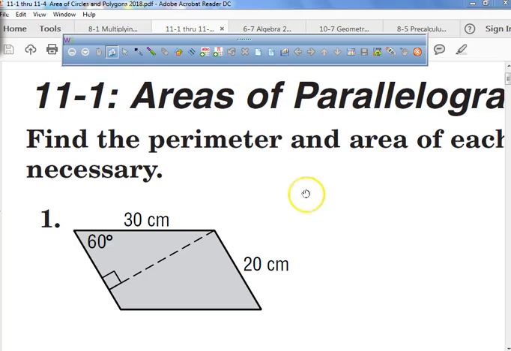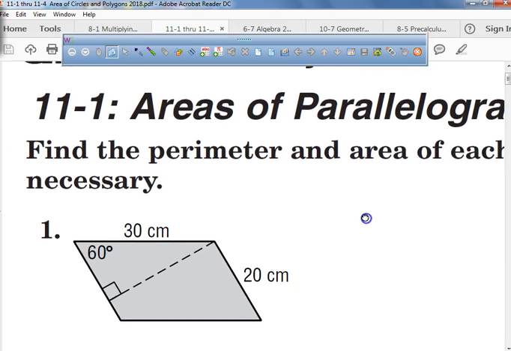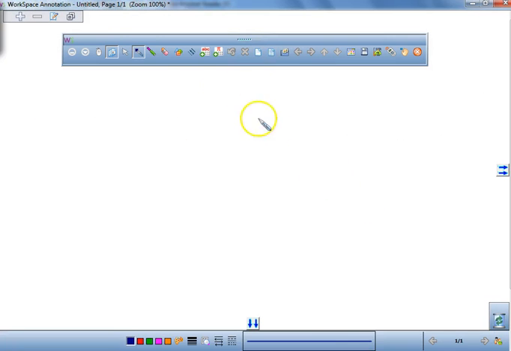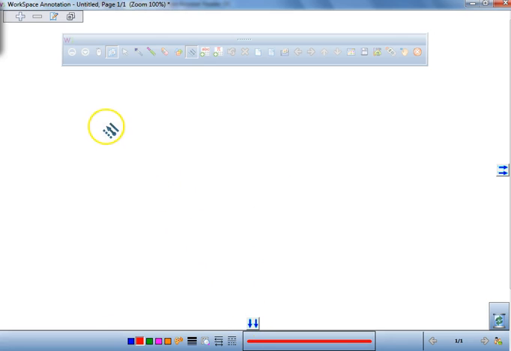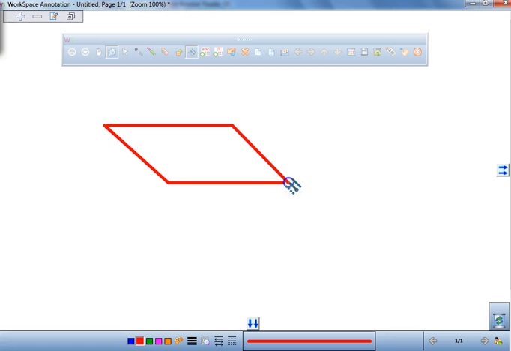Today we're starting chapter 11. We're going to be starting with areas of parallelograms. What I'd like you to do in your journal right now is draw 3 different parallelograms. Okay? Just do your best to draw a parallelogram where opposite sides are parallel. So this side right here is going to be congruent to this side, and this side is congruent to this side. So draw that parallelogram.